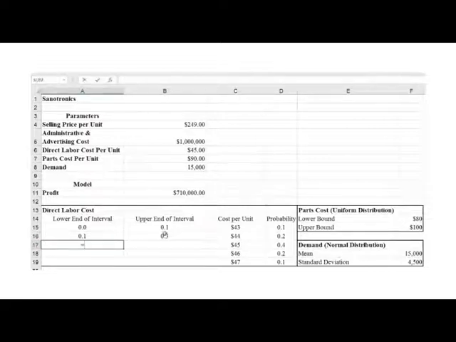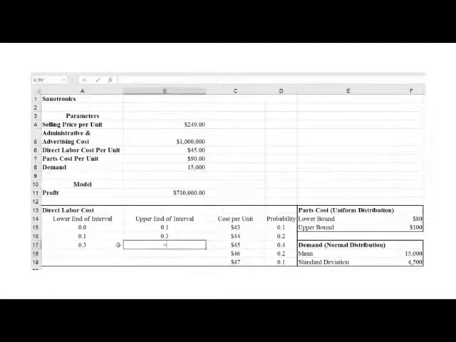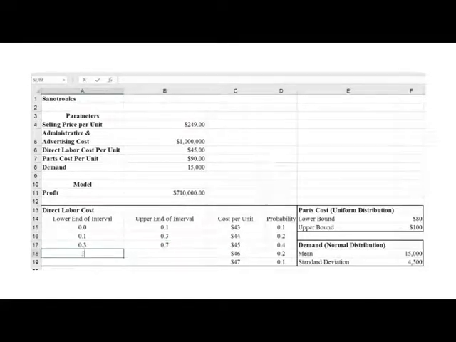The third segment begins where the second segment leaves off and extends by the amount of the probability of $45. So 0.3 to 0.7 has a width of 0.4 units. The segment corresponding to $46 picks up at 0.7 where the previous interval left off and extends from 0.7 to 0.9. And the final segment corresponding to $47 begins at 0.9 and extends from 0.9 to 1, with a width of 0.1.